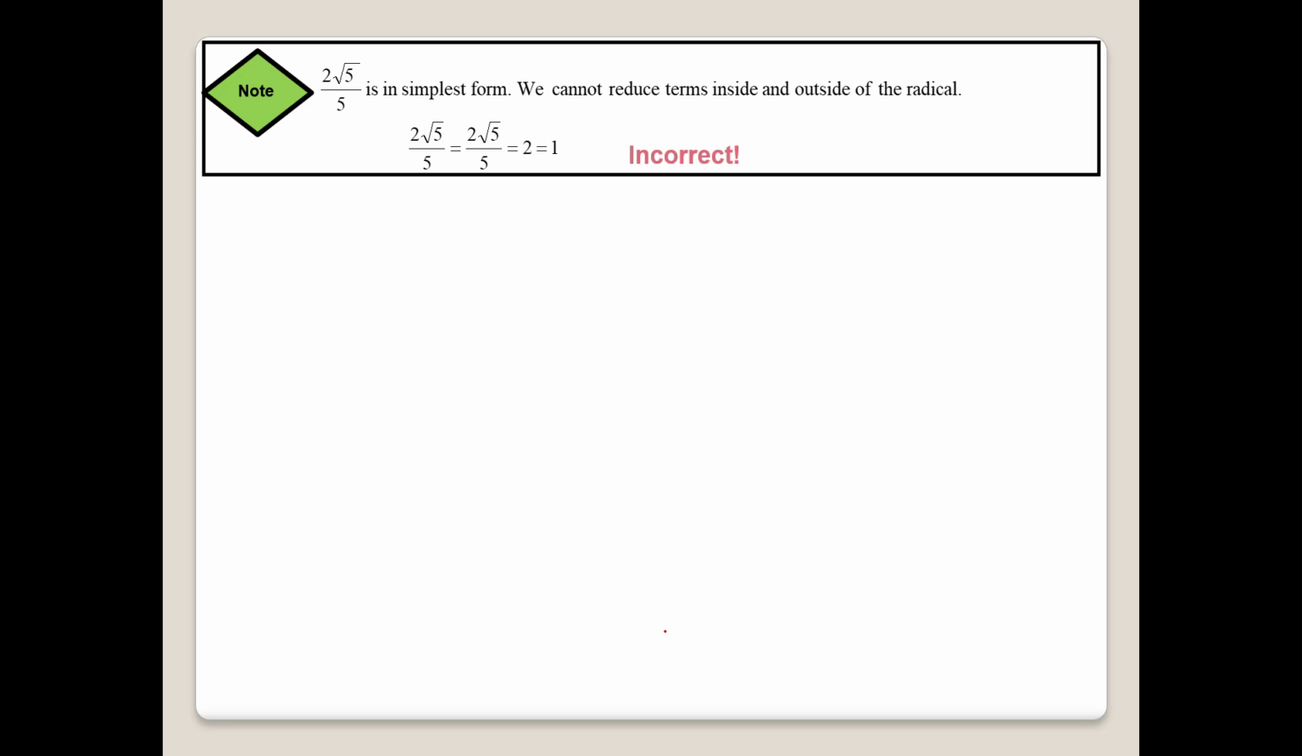And note, in the simplest form, we cannot reduce items inside and outside of the radical. So you cannot simplify that any further. You cannot simply take these and cancel them out. That's a no-go. That is incorrect.